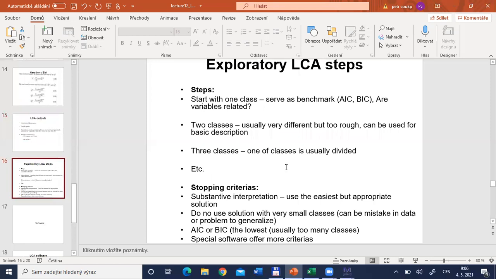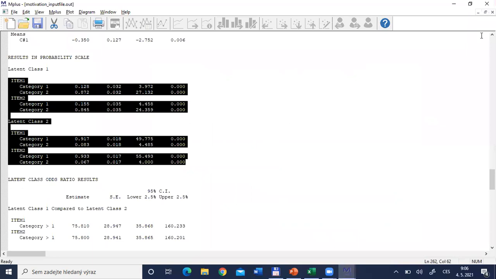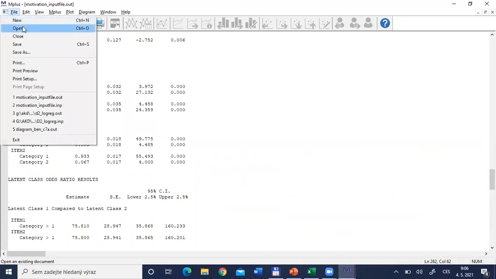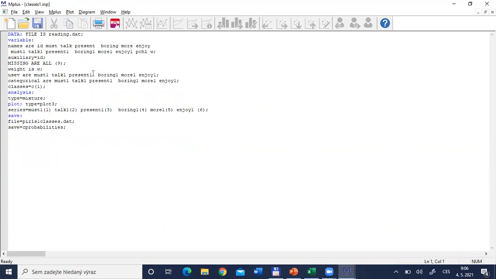We will take exploratory latent class analysis for 6 items, which describe whether kids like or dislike reading. So first of all, I would open Mplus. I would take only this new file. So I would open the first input, which is called classes 1, I and P. And I would only briefly describe this data file and also the individual variables.